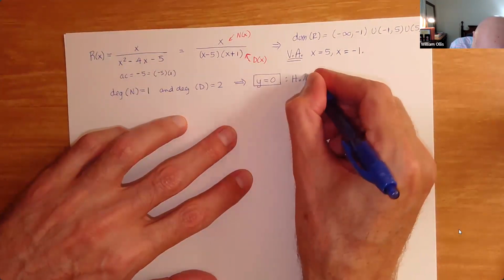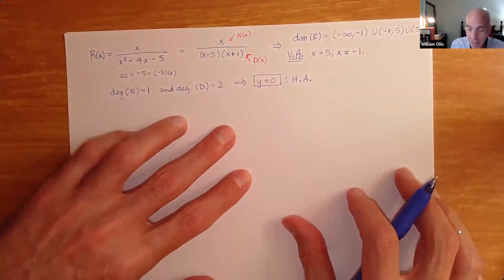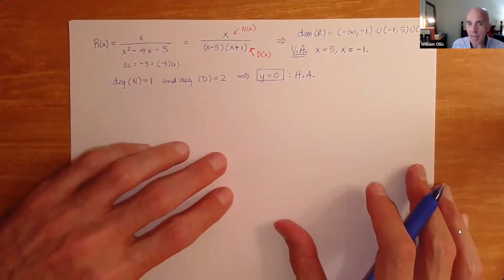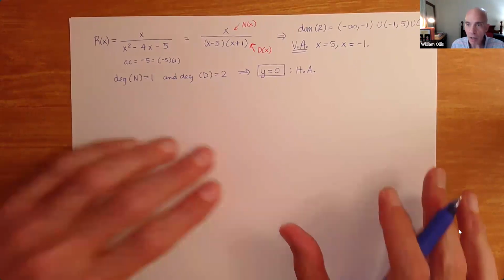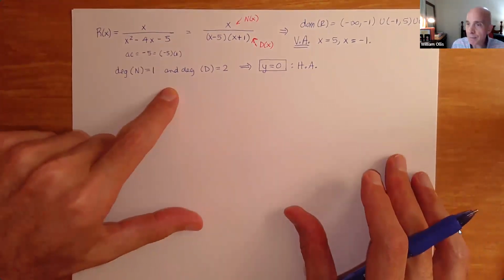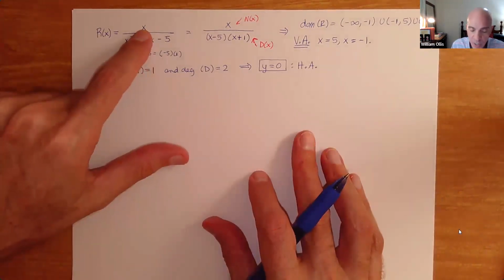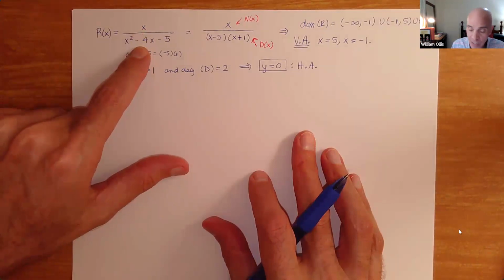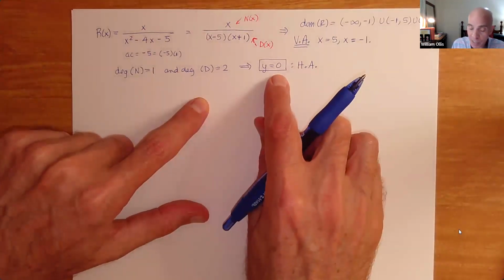Horizontal asymptote of the graph. So remember, in the previous example, we had a situation where the degrees were the same, so we got the ratio of leading coefficients. But notice here, the degree in the numerator is less, and so we get the horizontal asymptote y equals 0.